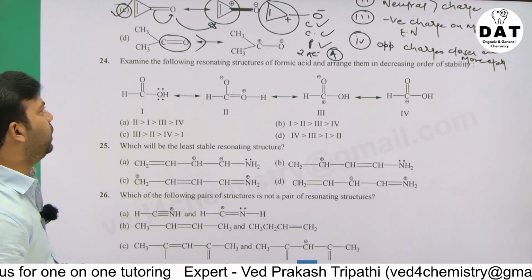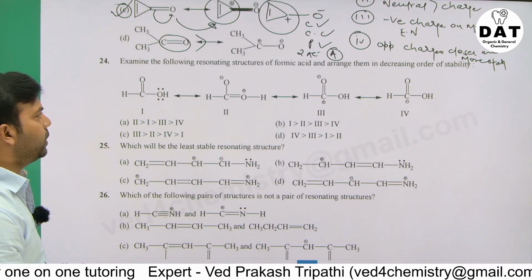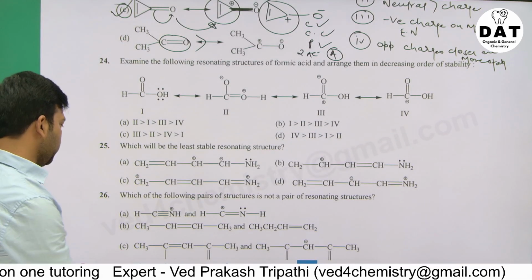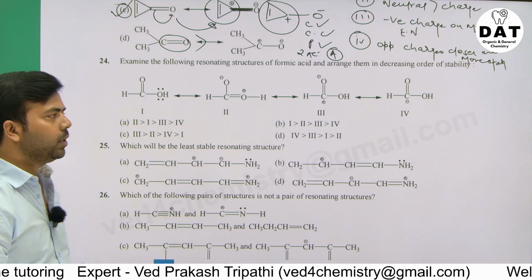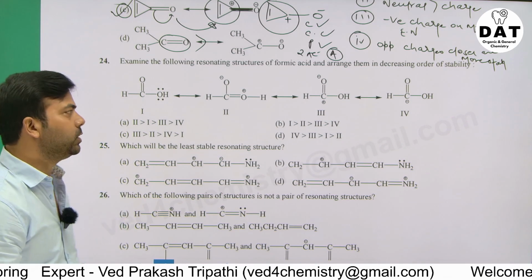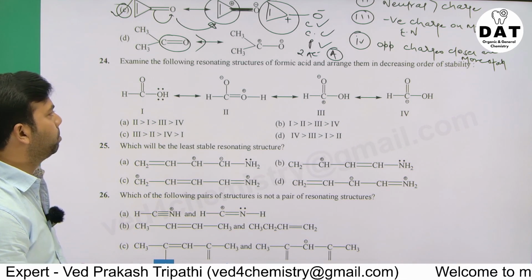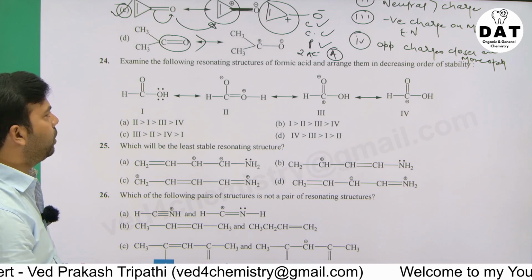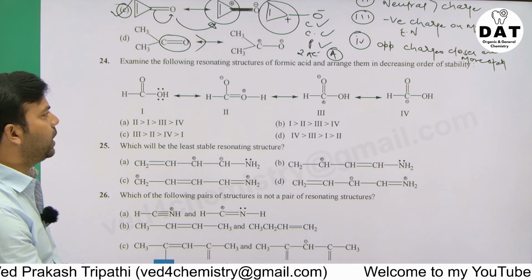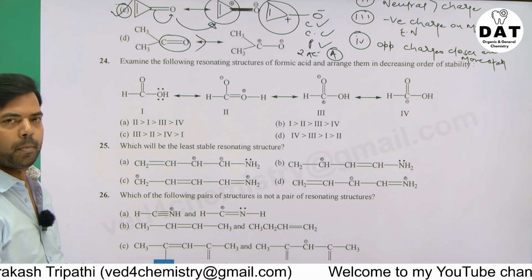Which of the following resonance structures of formic acid, arrange them in decreasing order of stability? So what is rule 1? Rule 1 is: the more double bonds, the more stability. They have an equal number of double bonds in all the examples.